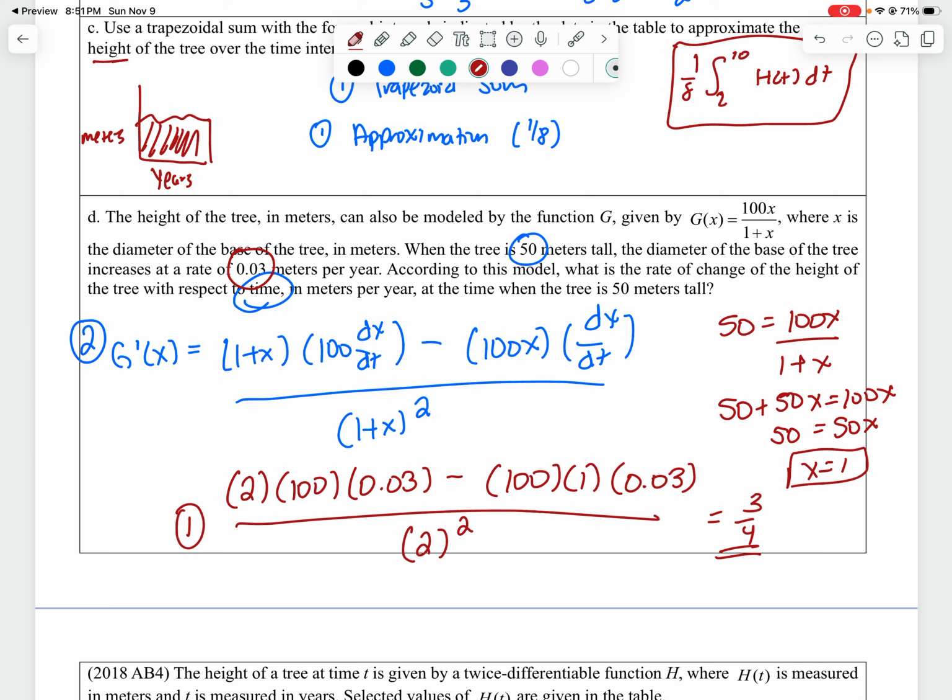Now, I did give 1 point if you took the derivative, but it was incorrect. AKA, you took the derivative correctly, but you didn't do it with respect to time. AKA, you didn't do implicit. So that was just a maximum of 1 point.